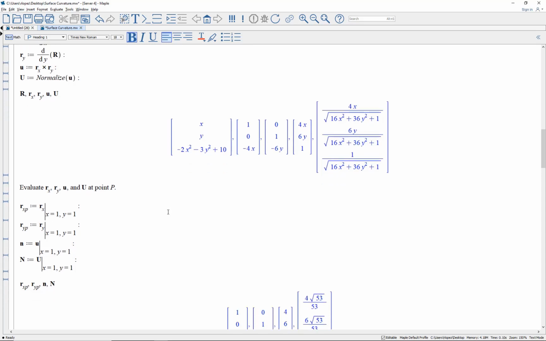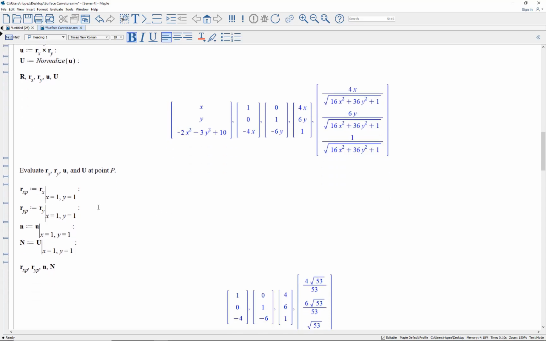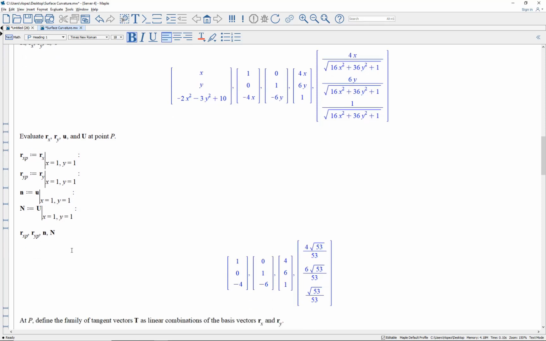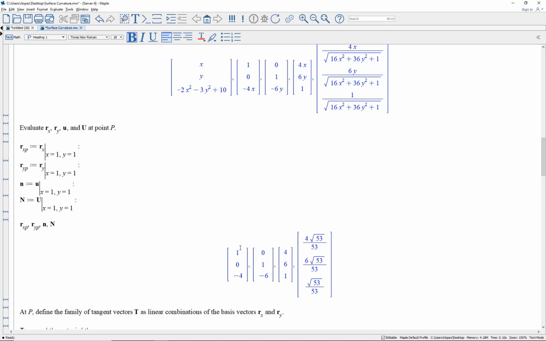And we want to work at the point P, so sometimes it pays to have those vectors evaluated at the point P. So I put a little p in the subscript: xp, yp. Then I used n for the normal at that point, and uppercase N for the unit normal at that point. So those four vectors are tangent, tangent, normal, unit normal.